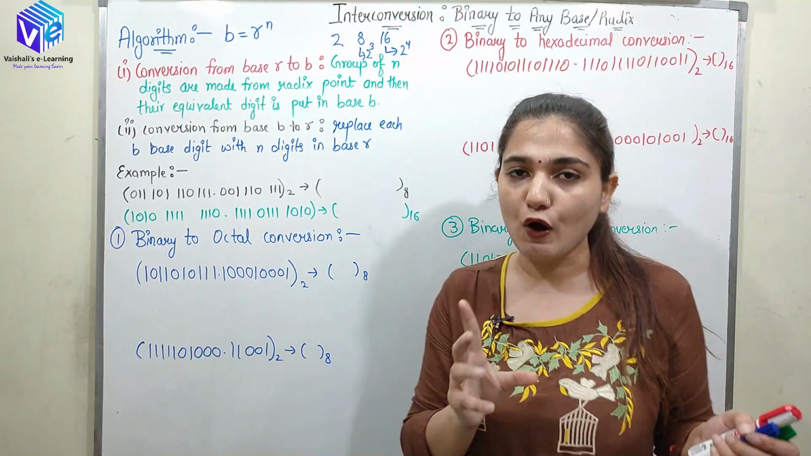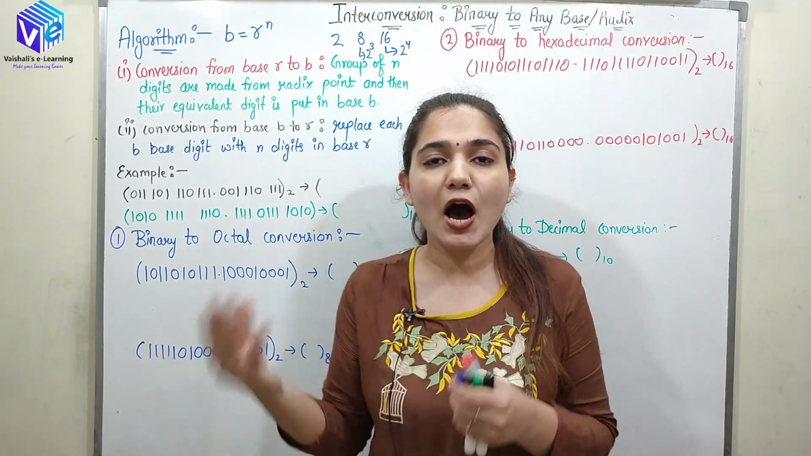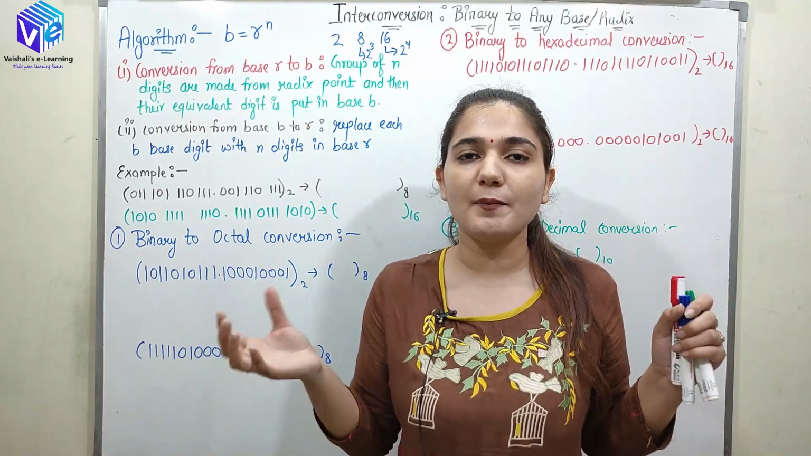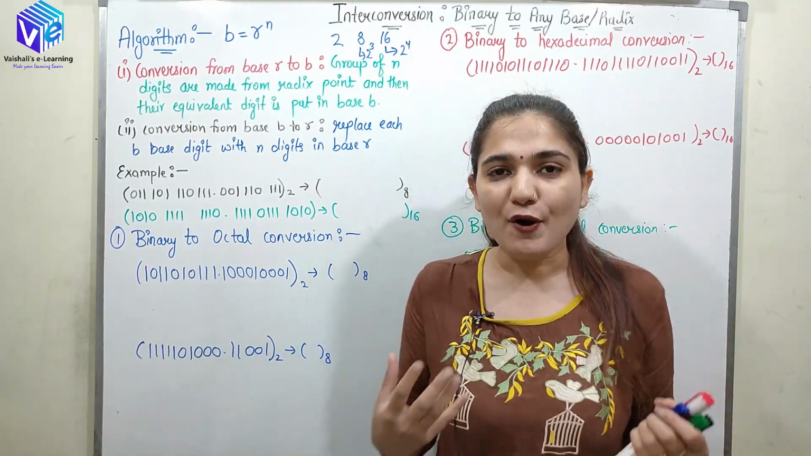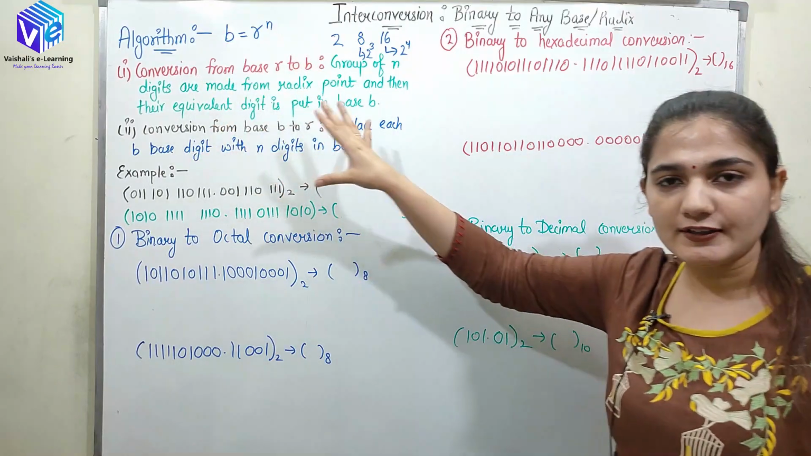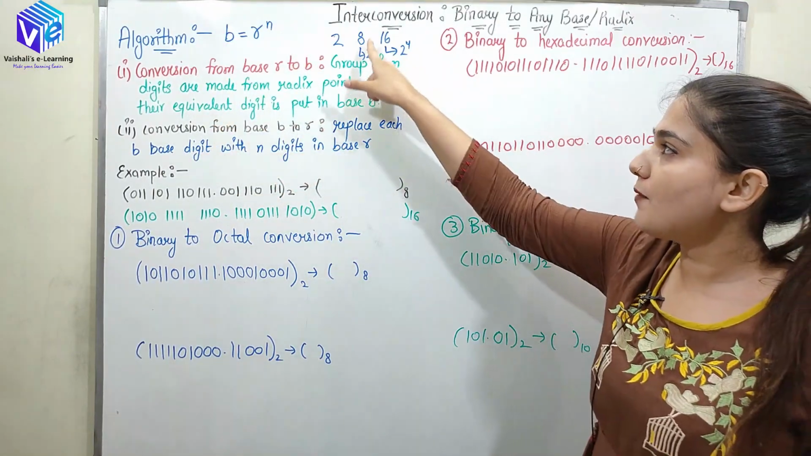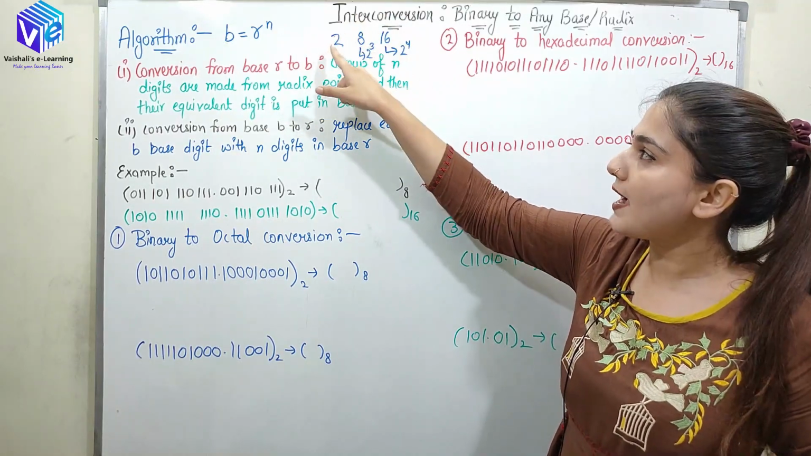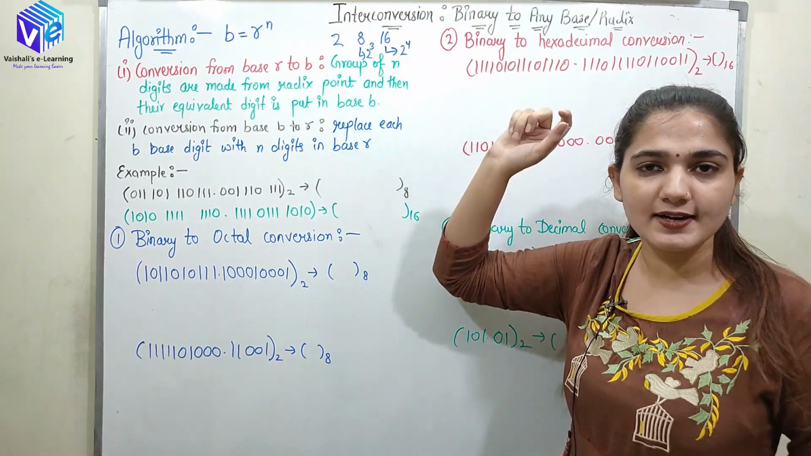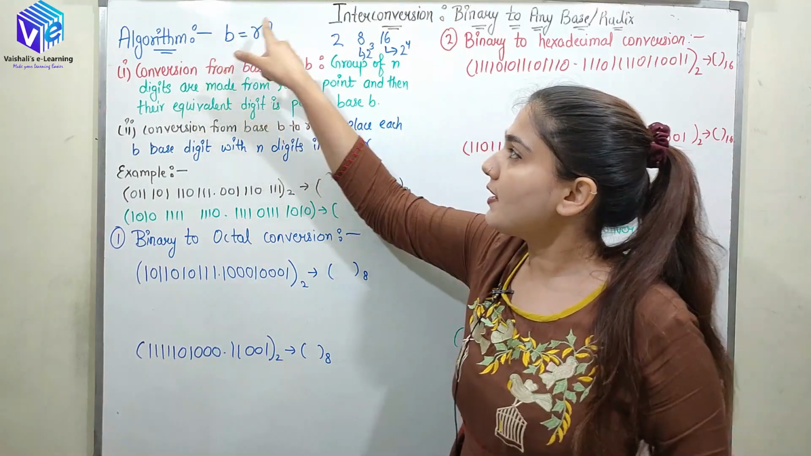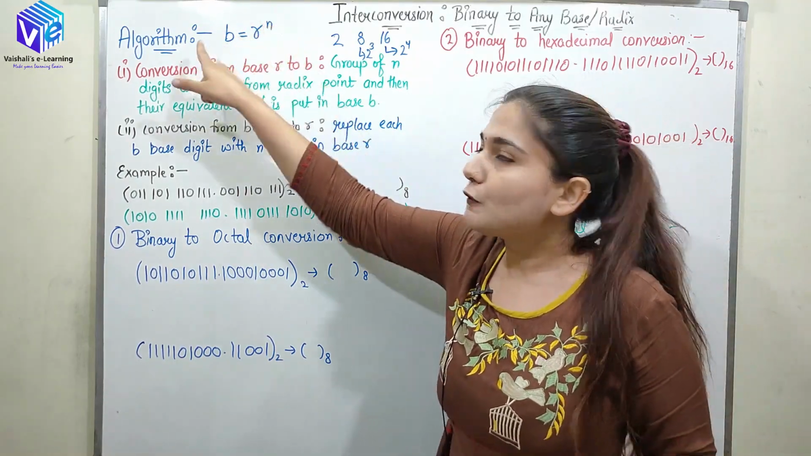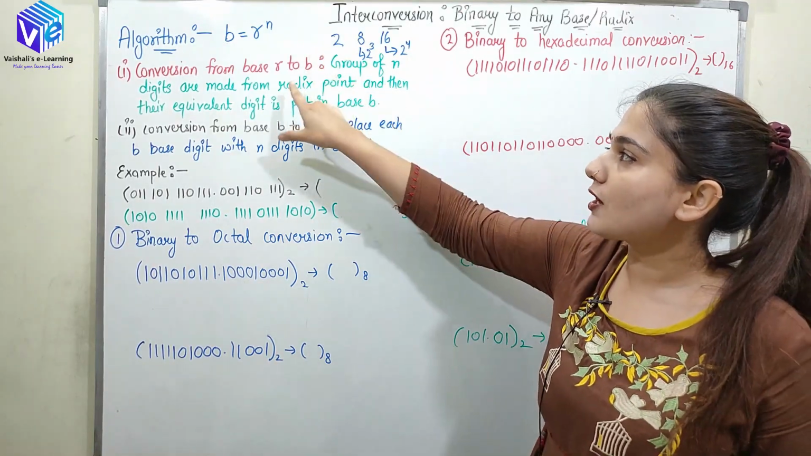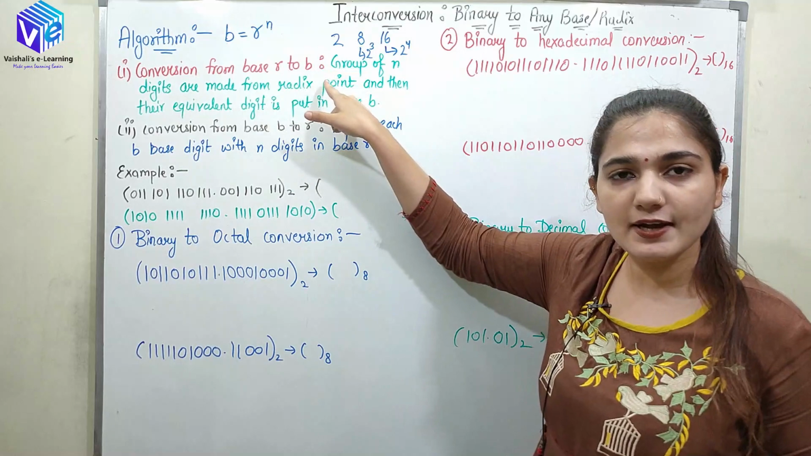Now we have an algorithm which tells us how to convert the digits from binary to octal and from binary to hexadecimal. According to the algorithm, we can convert from octal to binary and hexadecimal to binary as well, and from binary to octal and binary to hexadecimal as well. So B to R and R to B conversion is possible. Today in this video, we are going to talk about the R to B conversion.